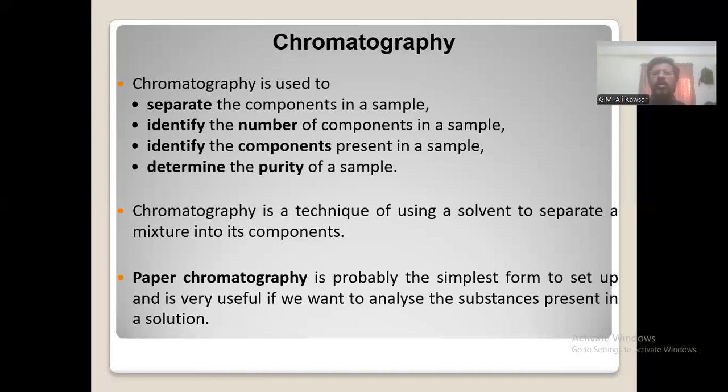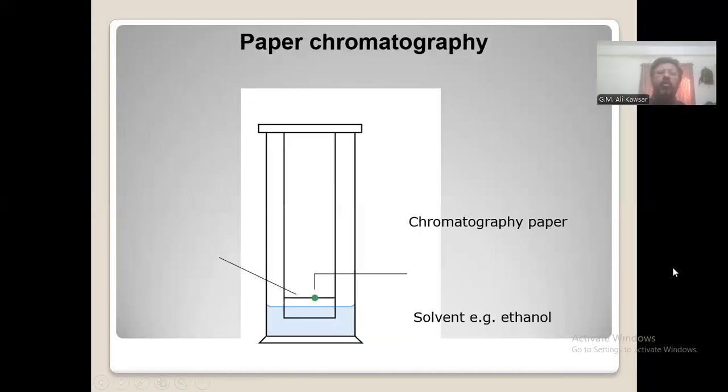So let me explain how it works. Suppose this type of paper will be used, and the upper part and lower part will be open, and you have seen a solvent. We are told that we have to use a solvent. This solvent should have the property of dissolving the mixture which we are going to test.